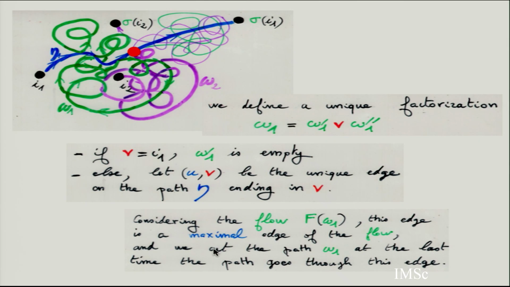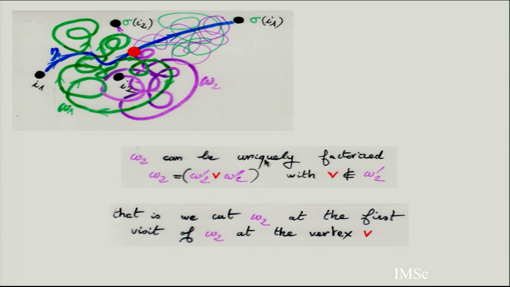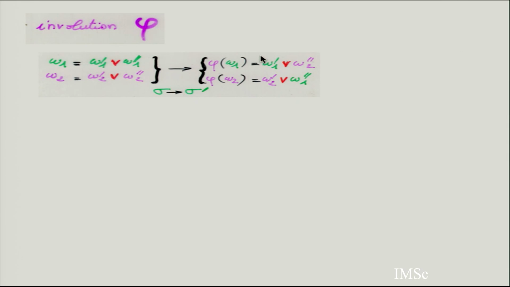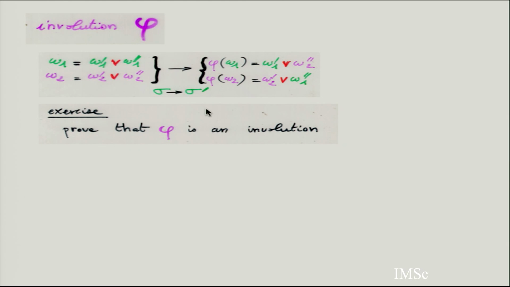And then I'm going to cut the purple path in two parts also, such that V does not belong to omega prime 2. This means that you cut omega 2 the first time you visit the vertex V. You have your purple path. The first time you visit V, you cut it. And then you do the involution by switching the two paths.